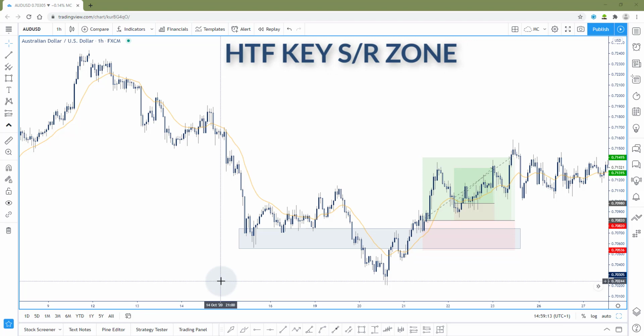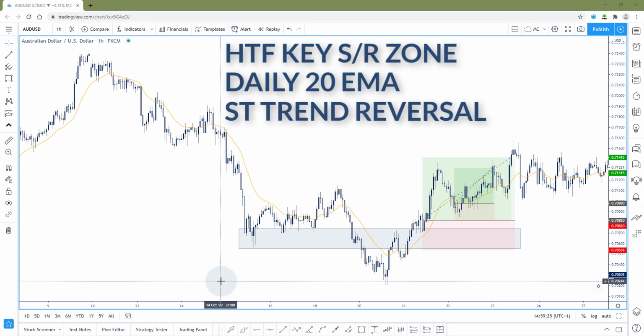We do have the confluence of the 20 exponential moving average on the higher time frame as well. So that's a nice confluence. And then number 3, we have a potential short-term trend reversal in play, where the bearish impulsive and corrective sequence here is broken by the buying becoming more impulsive and breaking above a short-term area of support and resistance.